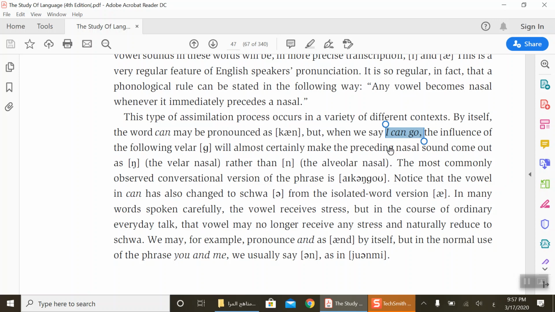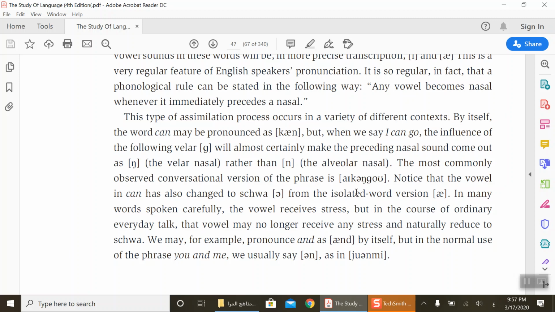But when we say it in a quick way, we can say it differently: the n is influenced by the g. I can go, I can go.